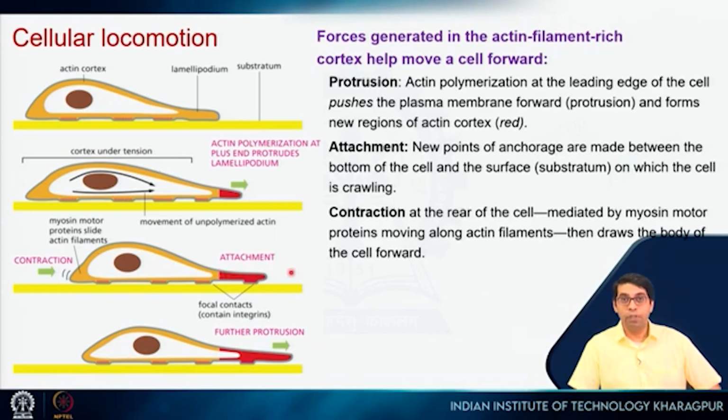Now, since the cell is moving in this direction, it has to move out from this direction. So, contraction of the actin filament has to happen on this side, which is the rear of the cell. So, contraction at the rear of the cell is mediated by myosin motor proteins moving along the actin filaments, which then draws the body of the cell forward. So, there are motor proteins, we will see them in one of the last slides in today's lecture. So, myosin pulls the rear end of the cell. So, actin pushes here, myosin pulls here. So, the whole cell body will move further.